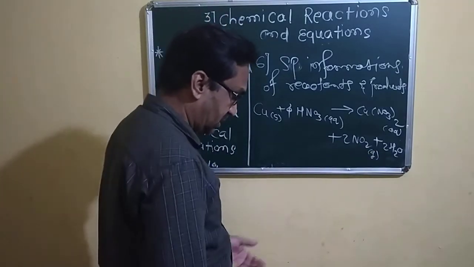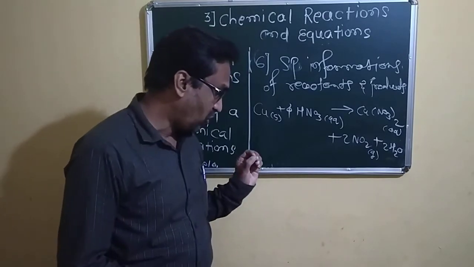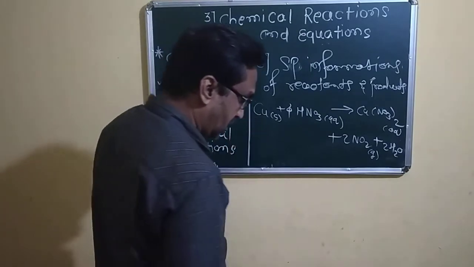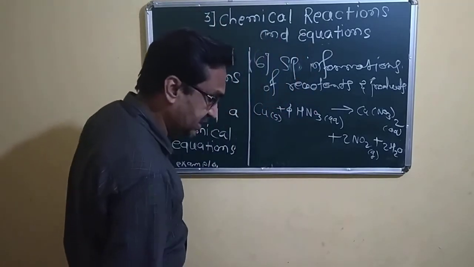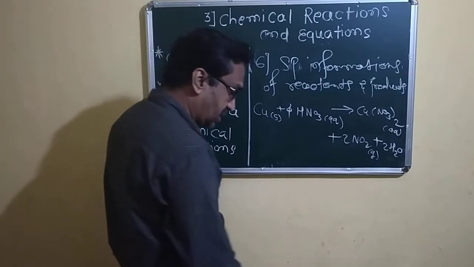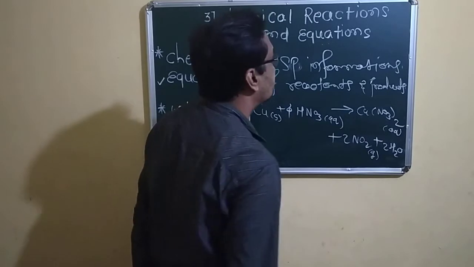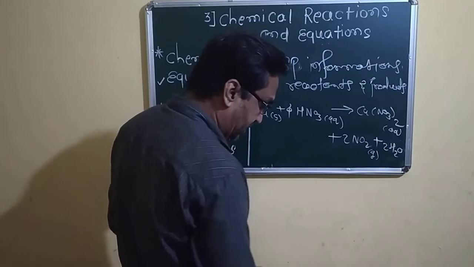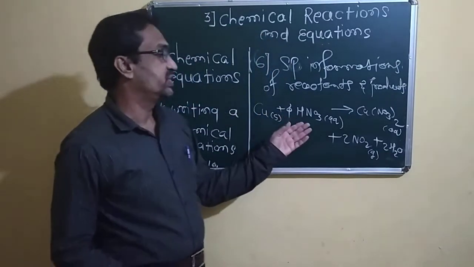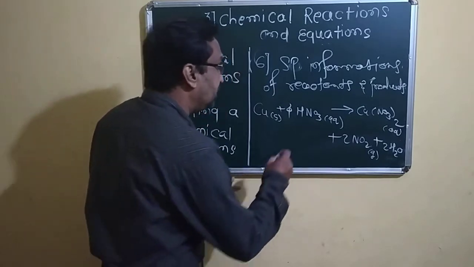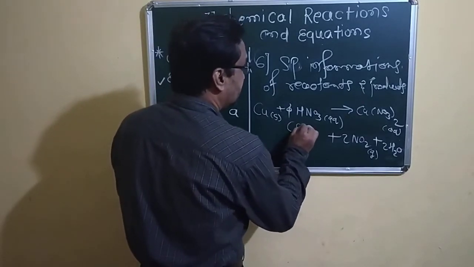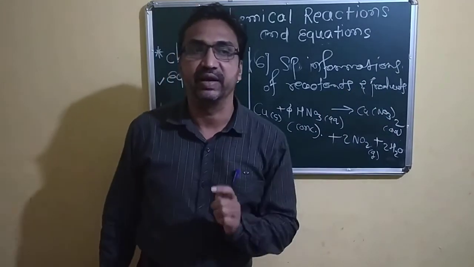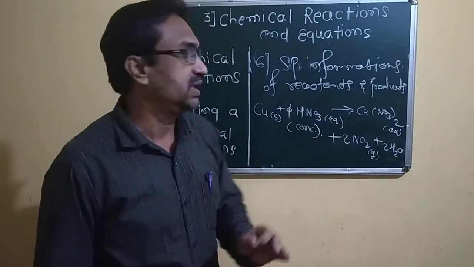These are the products. Some specific information or names of reactants and products are written below their formulae. For example, copper on reaction with concentrated nitric acid gives a reddish colored poisonous nitrogen dioxide. However, the reaction of dilute nitric acid differs. Here it is concentrated nitric acid, and we have to write the specific word CONC, which means concentrated nitric acid. DIL means dilute nitric acid.